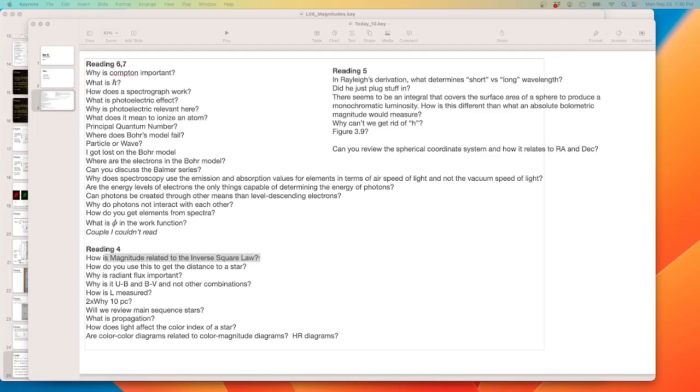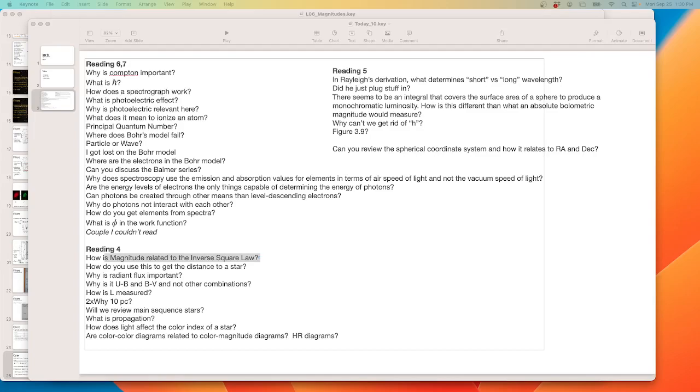And how does light affect the color index of a star? So the color index of a star is, I'll define this later. It'll make more sense maybe after I define it. It's just the ratio of how much light I get in two different wavelengths.